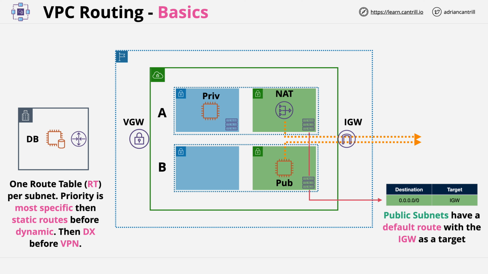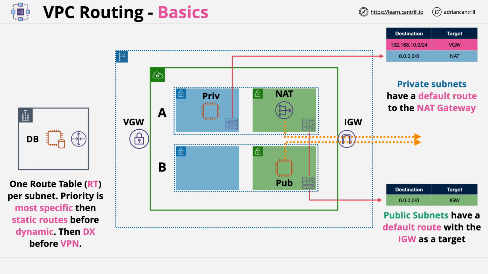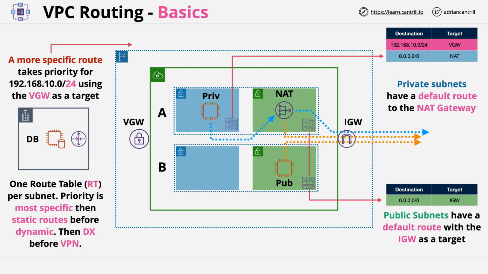Now, the private subnets also have a route table with a default route pointing at the NAT gateway as a target, and this means that for any traffic not otherwise matched, the flow goes via the NAT gateway where it's translated and sent onto the internet via the internet gateway. The route table on the private subnets also has a more specific route, and this route is for the 192.168.10.0/24 network, and it has a longer prefix than the default 0.0.0.0/0 route, and so it has a higher priority.